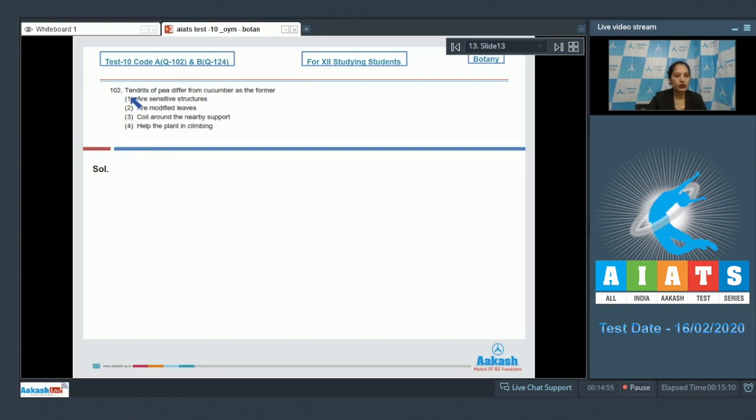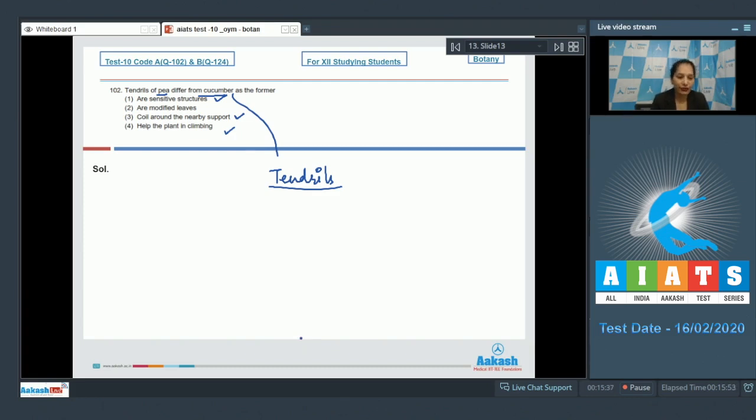Question number 102. Tendrils of pea differ from cucumber as the former. It means pea and the cucumber both have tendrils. What are these tendrils? They are very coiled and sensitive structures. They coil around the nearby support and they help the plant in climbing. So option number 1, 3 and 4 are the common features of the tendrils. So these features are true for both tendrils of pea as well as tendril of cucumber.